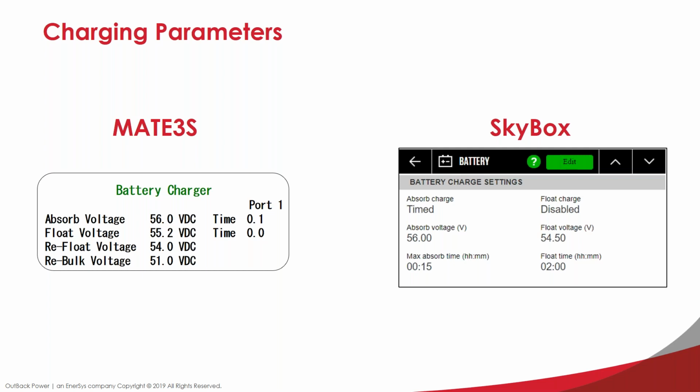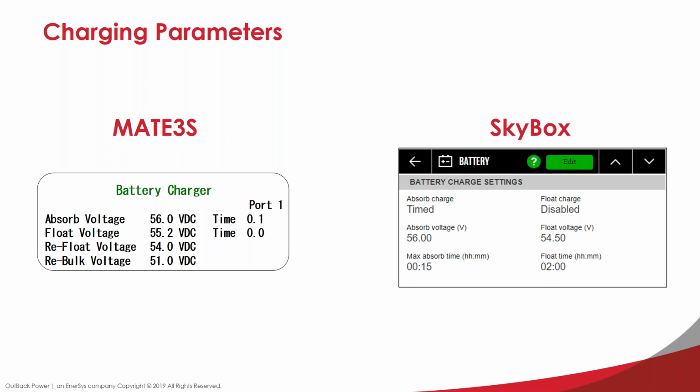Float voltage we have at 55.2 and time at 0. So we don't want to float lithium batteries like we do with lead acid batteries. They don't need it. Once they hit their absorb voltage, they are mostly full. So the float voltage is somewhat irrelevant in this case. Just make sure it's lower than the absorb voltage. And again, the time is 0, so that essentially disables this function.